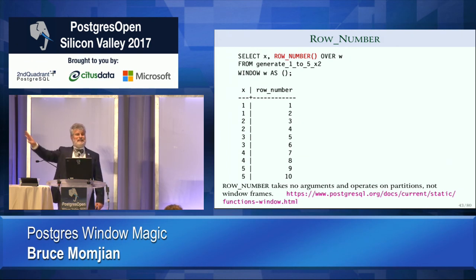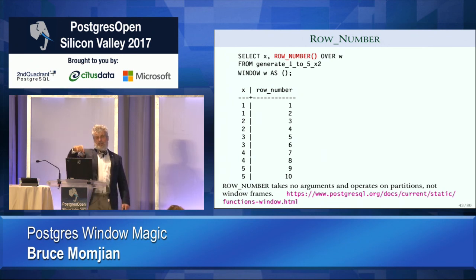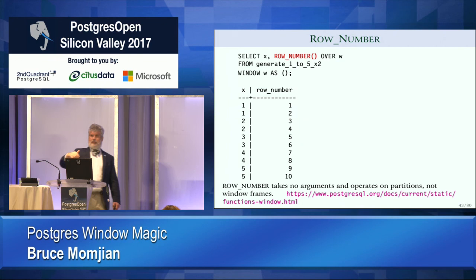It doesn't care about the frame at all. This is the point. When you look up the docs, it'll say, numbers the rows in the partition. And you'll be like, okay. And then you'll see another function will say, operates on frames. And you're like, okay, isn't that the same? No, it's not the same.